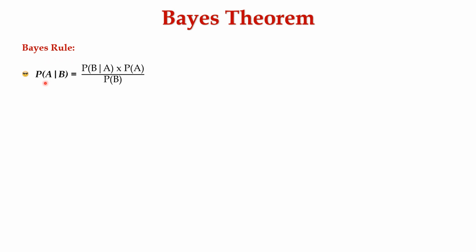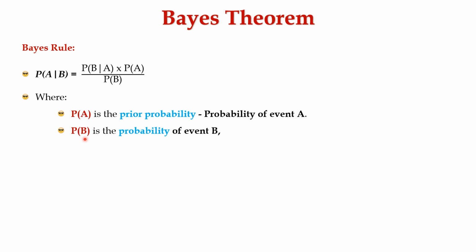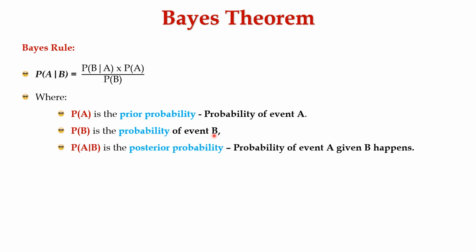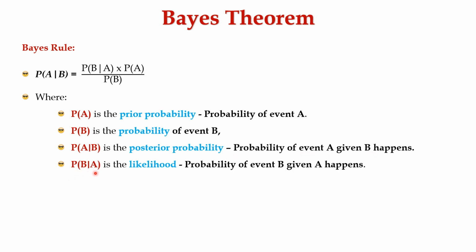Bayes rule is: probability of A given B is equal to probability of B given A into probability of A, divided by probability of B, where probability of A is the prior probability, that is the probability of event A. Probability of B is the probability of event B. Probability of A given B is the posterior probability, the probability of event A given B happens. Probability of B given A is the likelihood, that is the probability of event B given A happens.